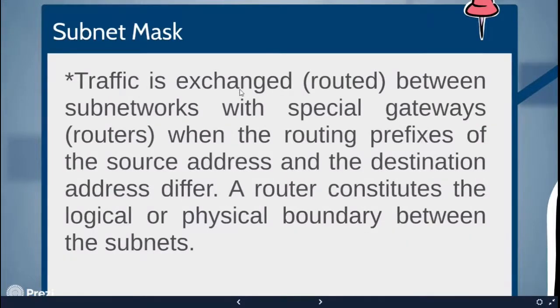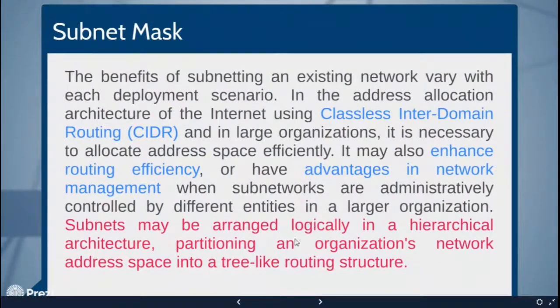So traffic is exchanged or routed between subnetworks with special gateways. Okay, when we talk about gateways, think about routers. And the routing prefixes of the source address and the destination address differ. A router constitutes the logical or physical boundary between the subnets. Okay, the router also is able to identify what network that particular IP belongs to because of the subnet mask.